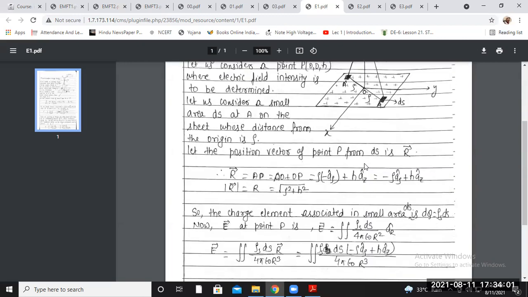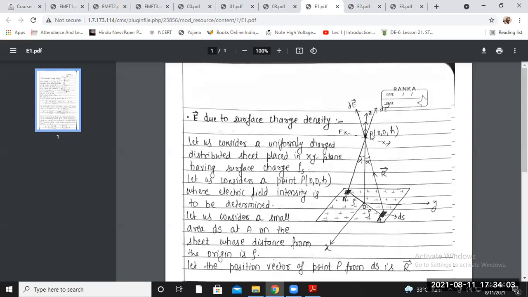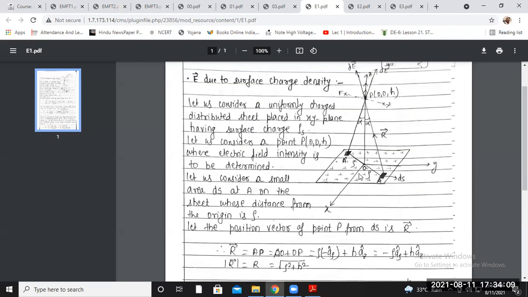Now, accordingly, we will find the value of the electric field intensity due to this surface charge density at this point P. Theoretically, it is written: let us consider a uniformly distributed charged sheet placed in the xy plane. So this is your xy plane. Because the coordinate system values are along the xy plane, the surface is named as placed along the xy plane, having surface charge density rho s.